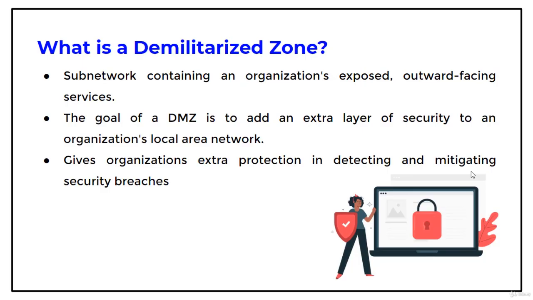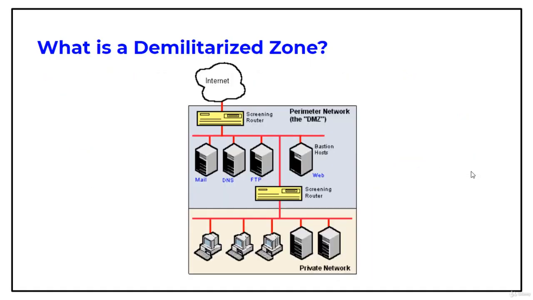The goal of a DMZ is to add an extra layer of security to an organization's local area network. A protected and monitored network node that faces outside the internal network can access what is exposed in the DMZ, while the rest of the organization's network is safe behind a firewall. When implemented properly, a DMZ network gives organizations extra protection in detecting and mitigating security breaches before they reach the internal network where valuable assets are stored.